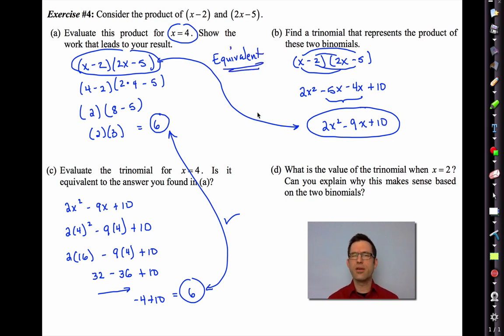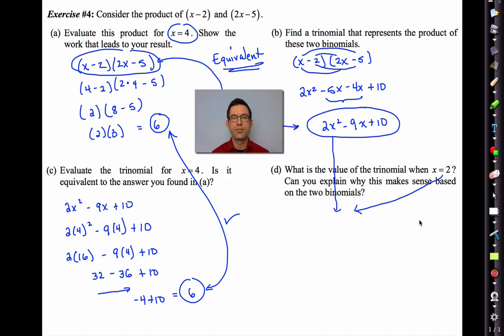Now, let's take a look at letter D. It says, what is the value of the trinomial when x is equal to 2? All right, so what I'd like you to do is pause the video right now and evaluate what that trinomial's value is. So take this, bring it down here, and then plug x equals 2 in, and see what its value is. Pause the video for a moment. All right, let's take a look.